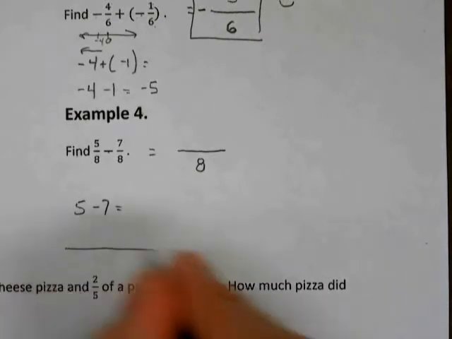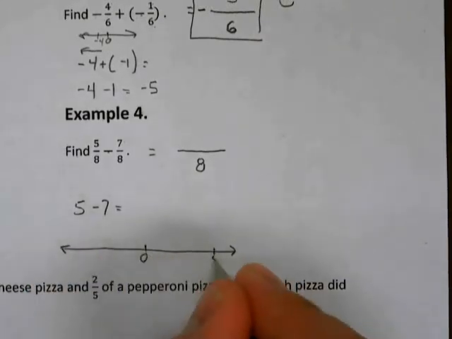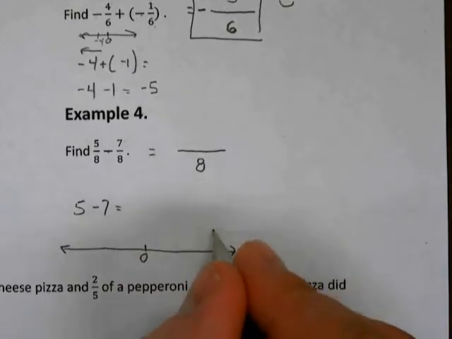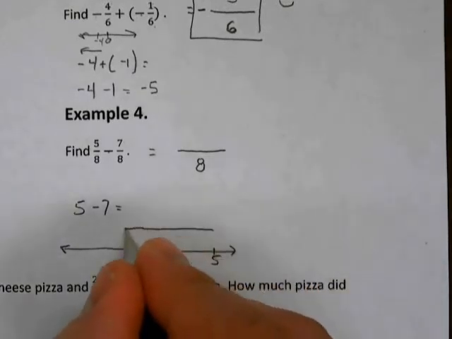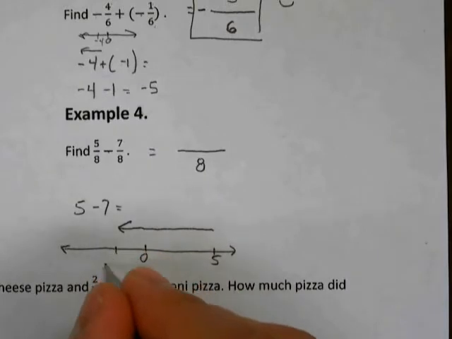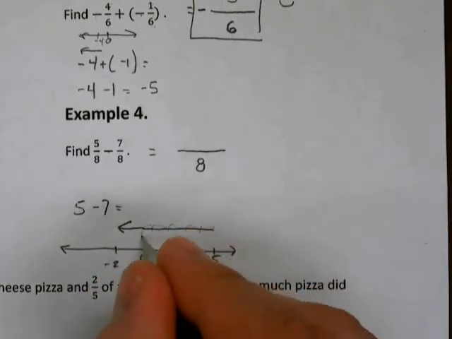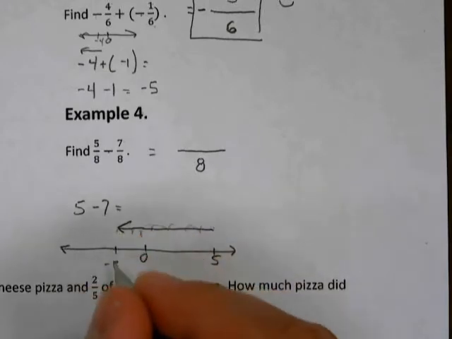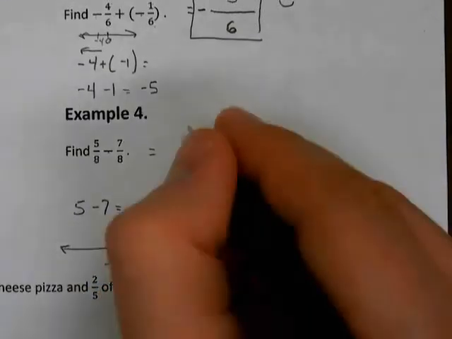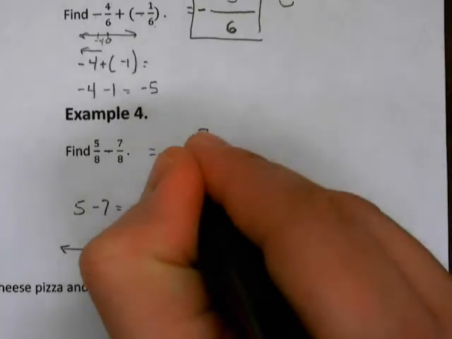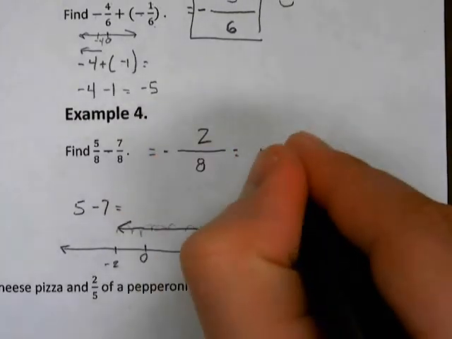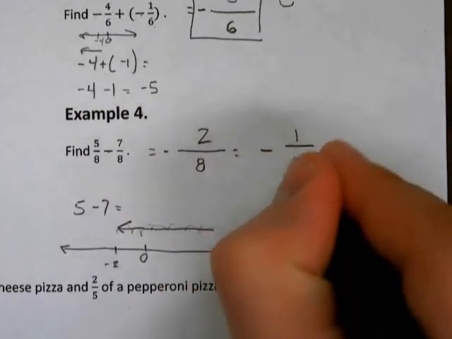Okay, look at our number line. We know this is 0. Here's 5. We're going minus 7, which means we're going backwards 5 to get to 0 and backwards 2 more to be at -2, because we go 1, 2, 3, 4, 5 to 0, then 1, 2 more, 6 and 7, to -2. So we know we're going to be at -2/8. We know we can reduce that though to -1/4.